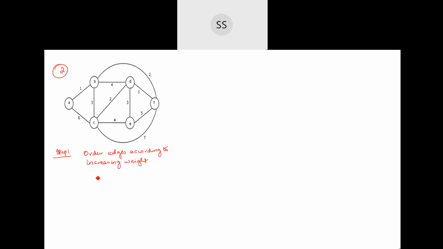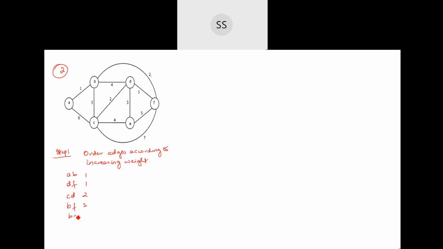So first you can take any arbitrary one. I'm taking it as AB has got 1, DF has got 1. Then do I have any other edges which has got value 1? No. Next I'm going to take CD which has got 2. Then I have got BF which has got value 2. Okay, so there were only two with value 2.